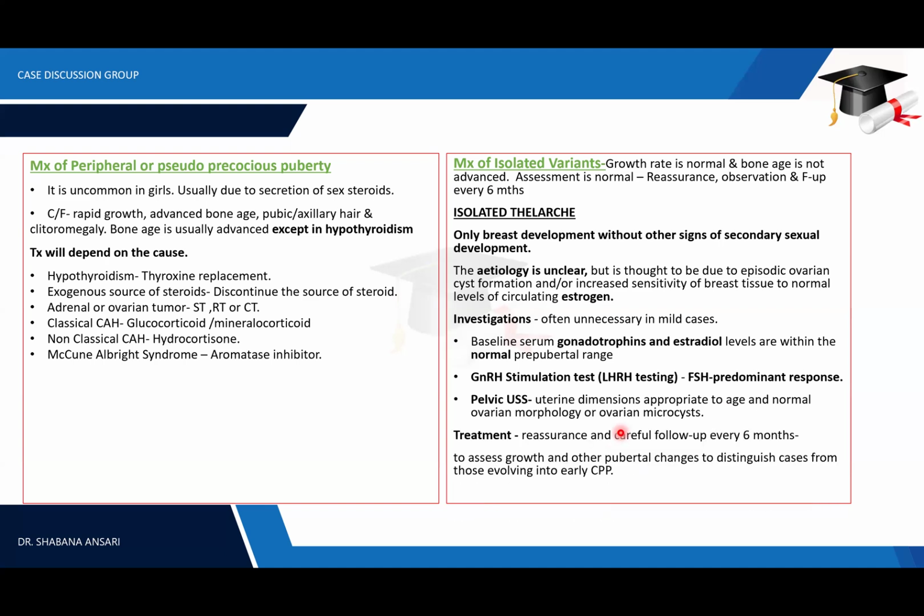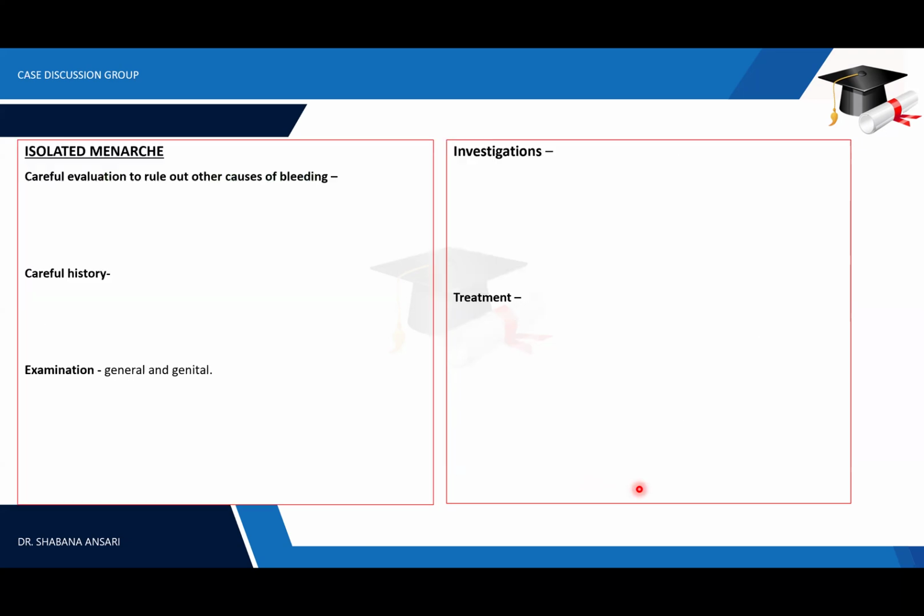What about the treatment? So only reassurance, careful follow-up every 6 months to assess the growth and to assess for other pubertal changes and to distinguish cases from those evolving into early central precocious puberty, because like Dr. Kazi said, 14% of cases of isolated thelarche can progress to early central precocious puberty. That is why observation is important. Isolated menarche. So this is also an important one.